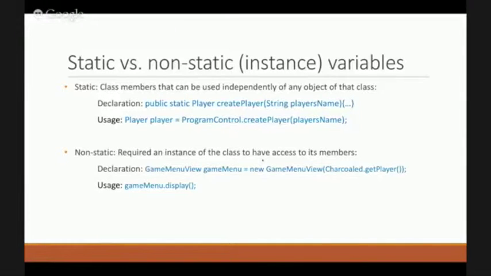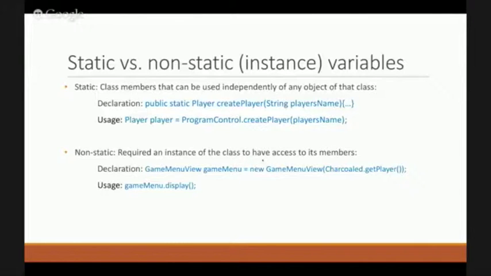Static variables refer to class members that can be used independently of any object of that class. Usually a class member is used by referring to an instance or object of its class, but it is possible to access a member of a class without creating an instance of the class. To do so, we precede the declaration with the keyword static, as in the example here, public static Player createPlayer. That's a declaration of a static method of a class.